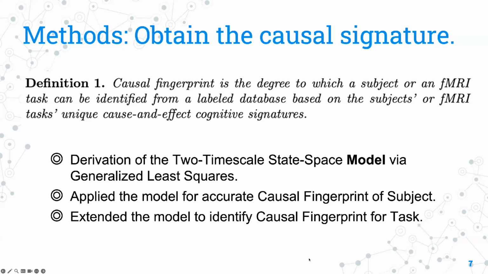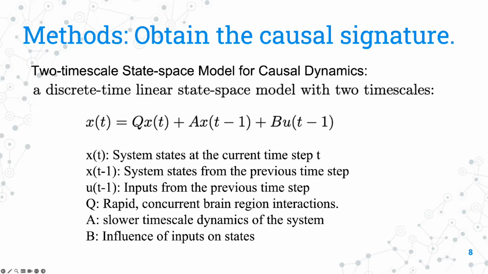We then extended this approach to task-based identification, allowing for precise recognition of task brain dynamics. Now, let's look at the model we developed. To extract causal fingerprints, we developed a two-timescale state space model that captures causal dynamics. This discrete-time linear state space model enables us to track both fast and slow dynamic changes in brain activity.